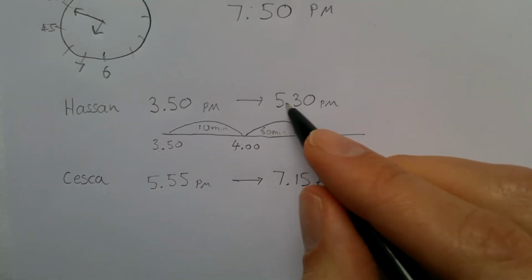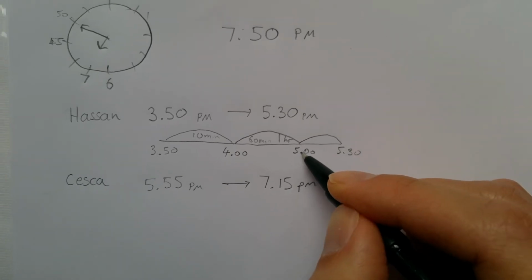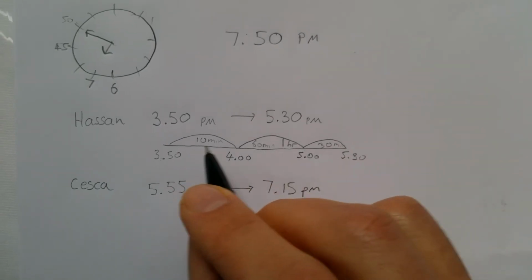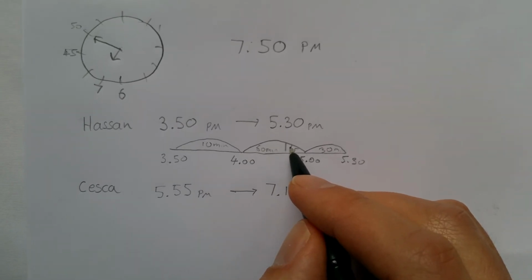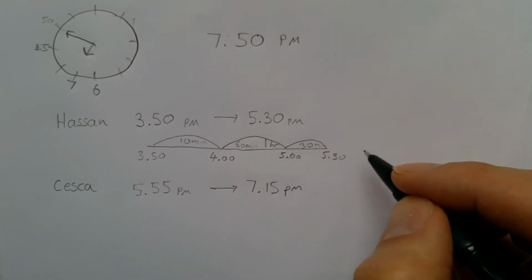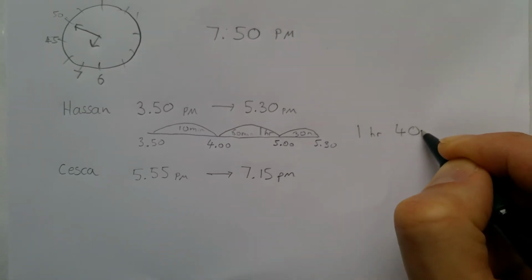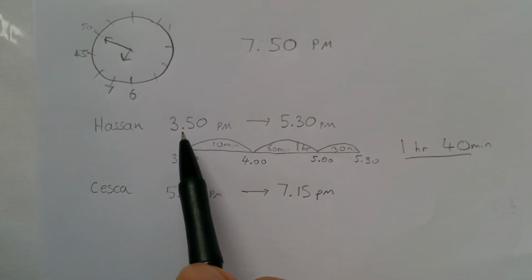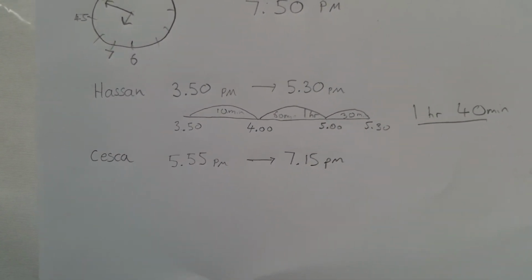And then finally, he stopped reading at 5:30, so we'll do one last jump to 5:30. And well, 5 till 5:30 is 30 minutes. So if I add up all those little partitions of time, I've got 1 hour, and 30 plus 10 is 40. 1 hour 40 minutes. That's how long Hassan read from 3:50 to 5:30. So see if you can work out how long Seska spent reading in the same way.